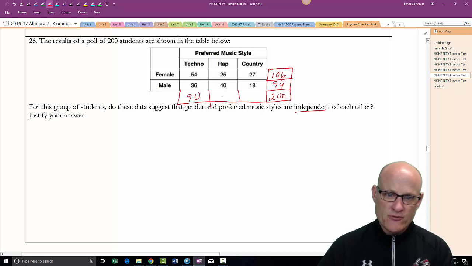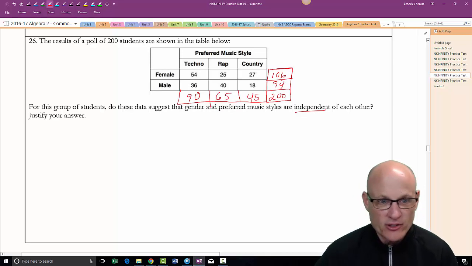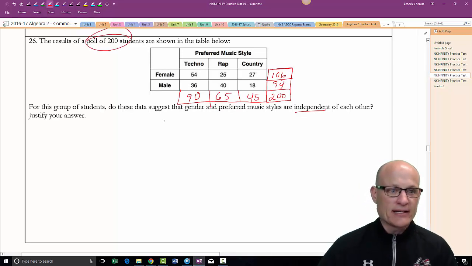90, 65, and 5 and 45. 45 and 65 make 110 plus 90. Okay, so make sure everything adds up to 200. It says 200. All right, we got that in there.